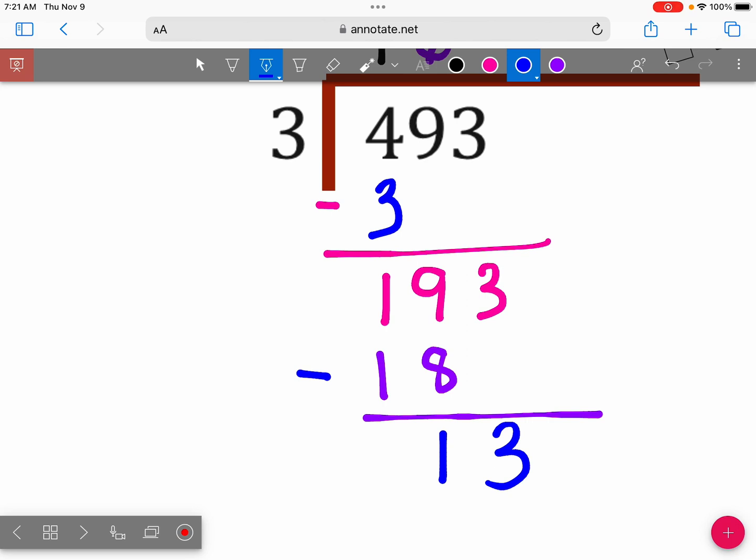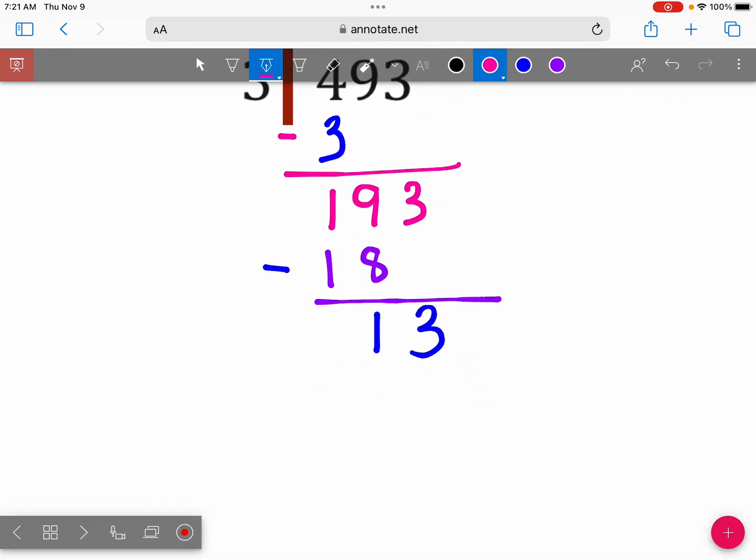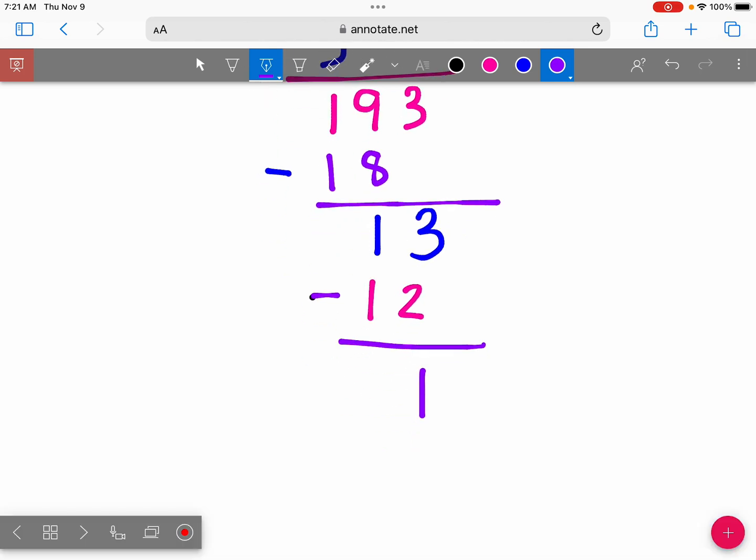Because 9 minus 8 is 1, and the 3 drops down. How many times does 3 go into 13? 4, because 3 times 4 gives us 12. We're going to subtract those. We get 1. That's our remainder.